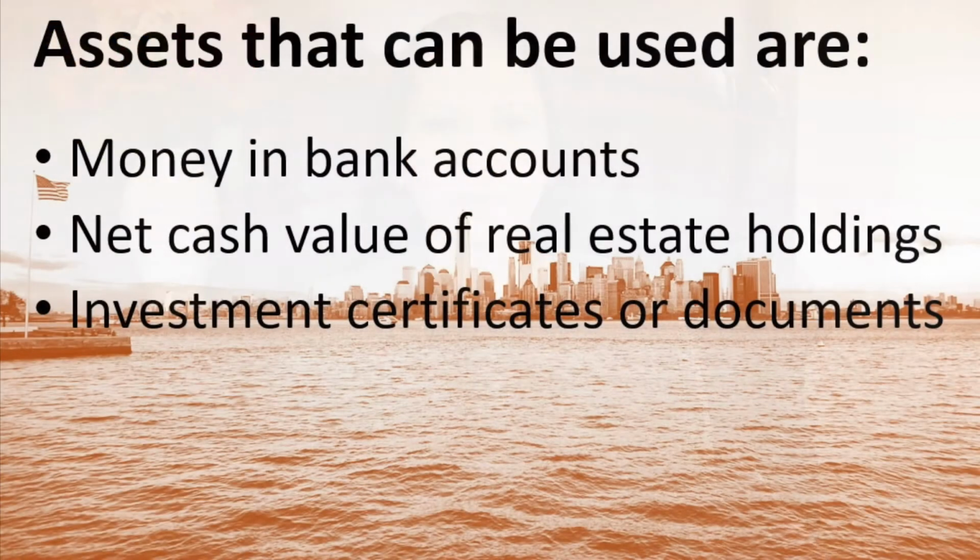For example, if your house has a value of $100,000 and you still owe $40,000 on it, it means you have $60,000 in equity, and you can use that $60,000 equity as supplement income. Another asset you can use are investment certificates or documents.